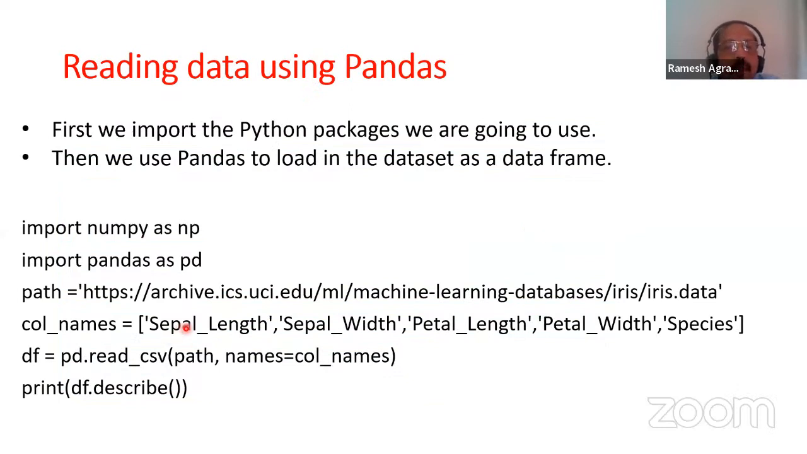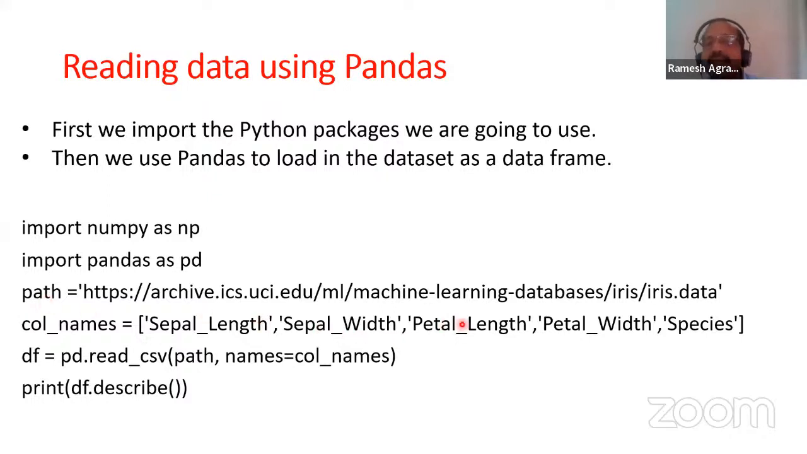There is the Iris data, and the location of this Iris data is available in the UCI repository. So this is the path where this data is located. I am writing the path where this Iris data is, so I have defined this path.